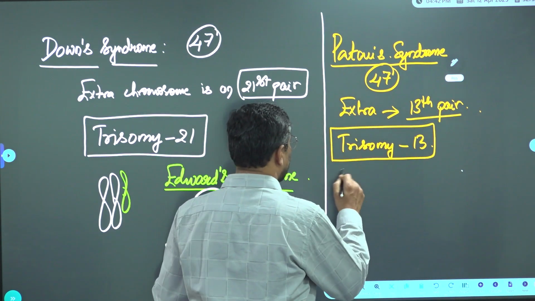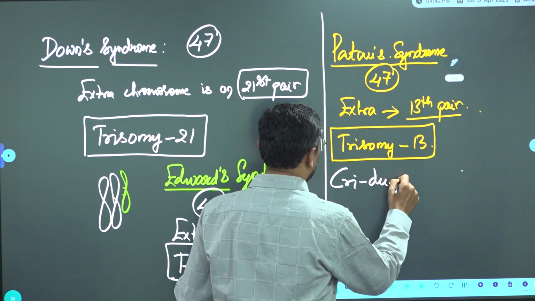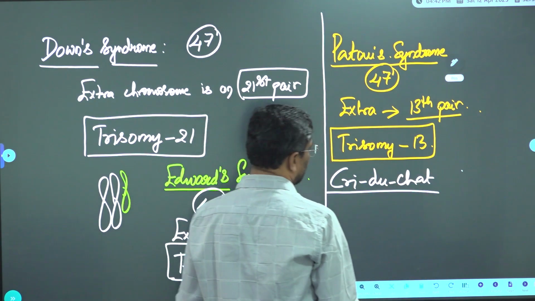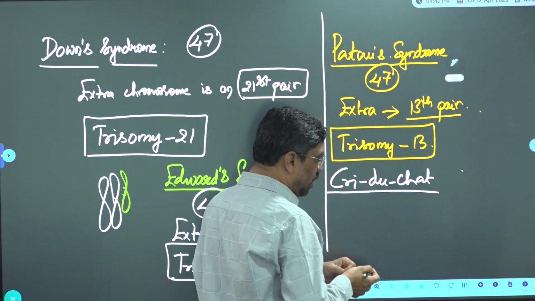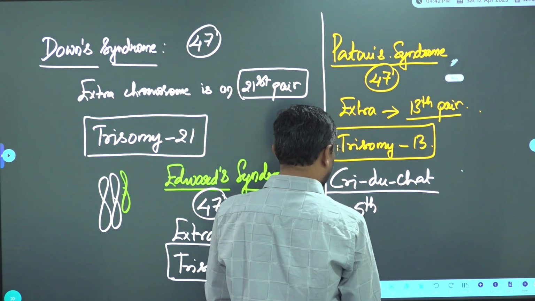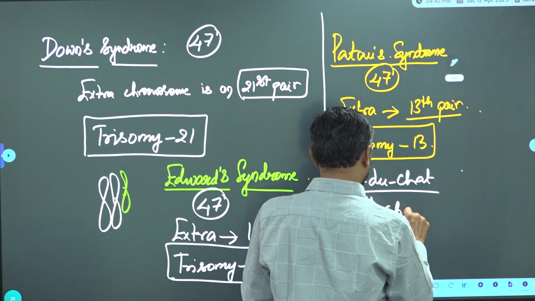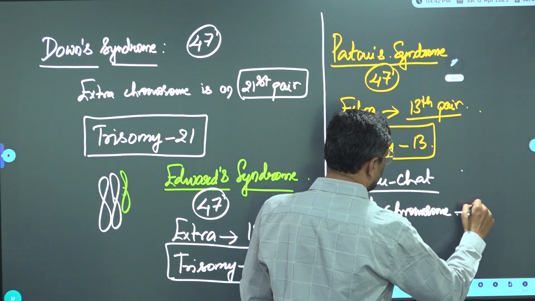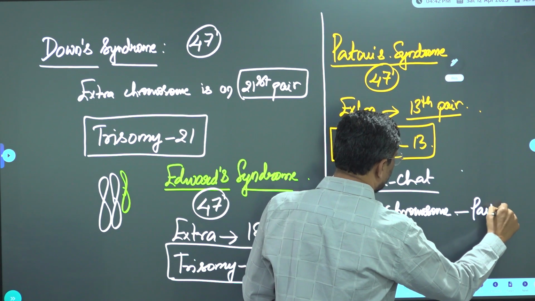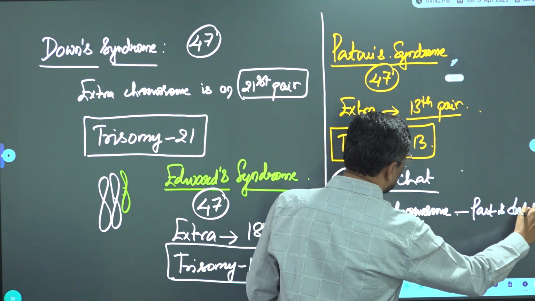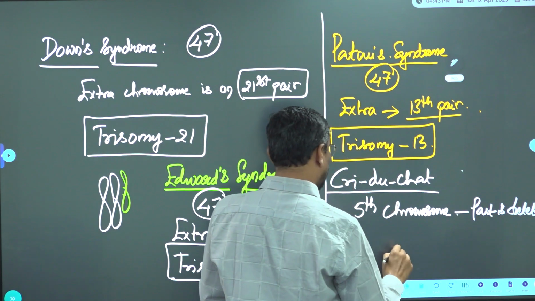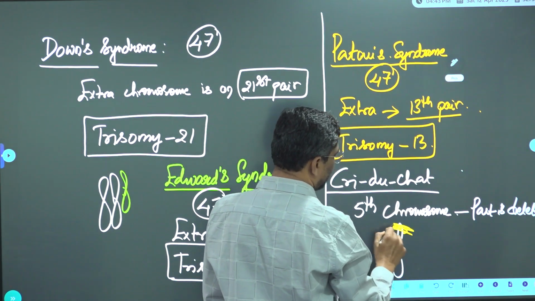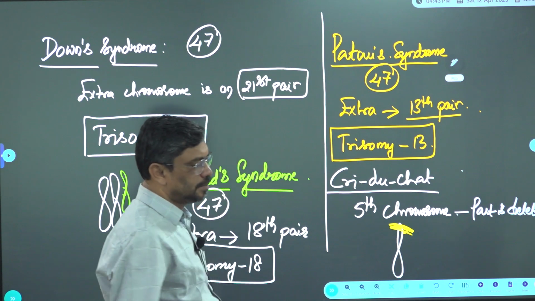Next, Cri-du-chat syndrome. Here the chromosome number is normal, but the 5th chromosome is abnormal. A part of the 5th chromosome is deleted, like this.